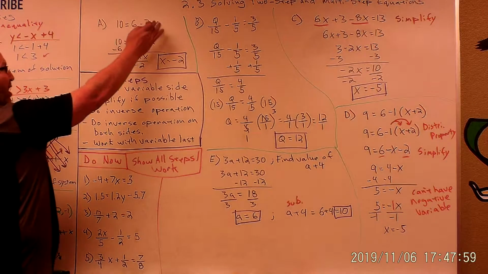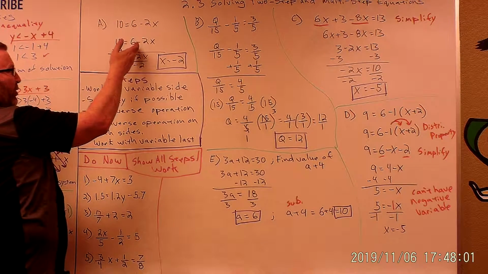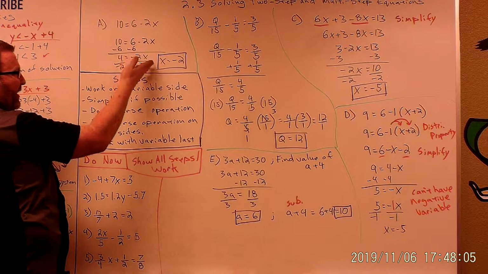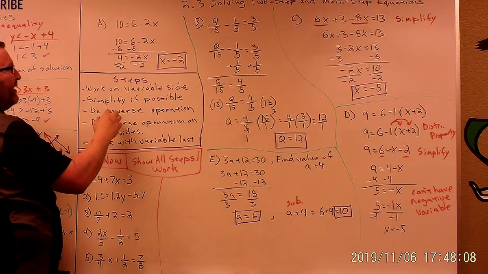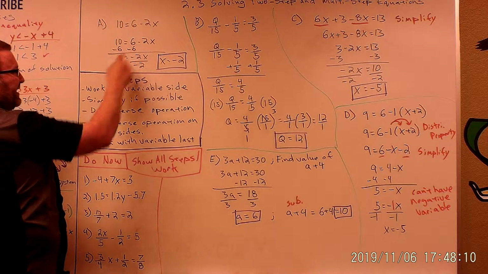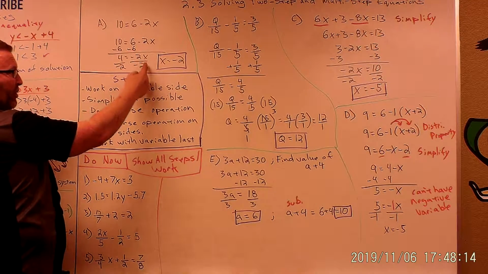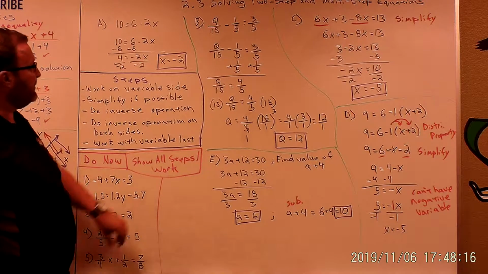Reviewing once again. Work on the variable side. Do the inverse operation. Get numbers to one side, variables to another, and then solve for the variable. Always inverse operations. Positive 6, minus 6. Multiplied by negative 2, divide by negative 2.